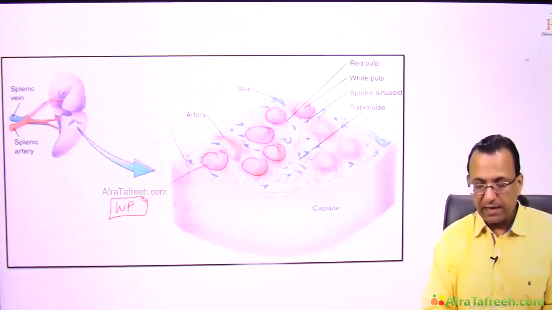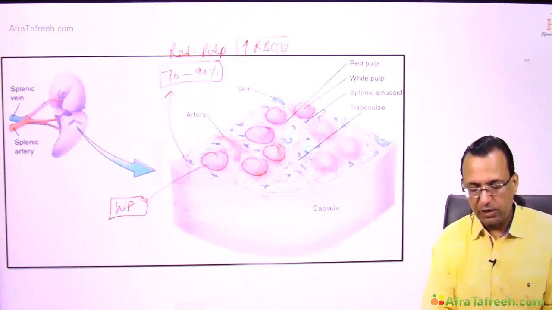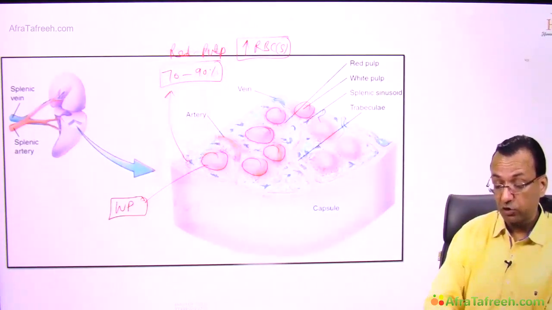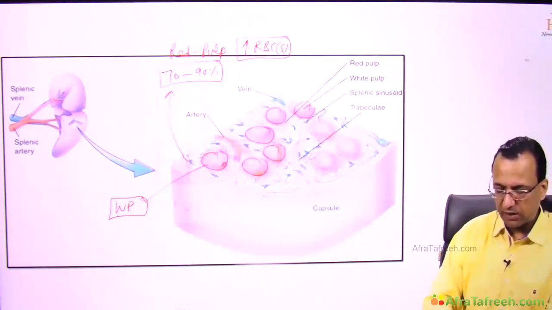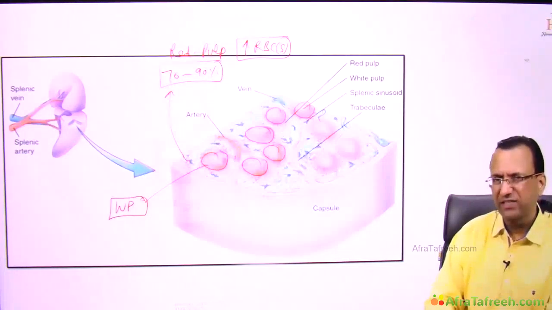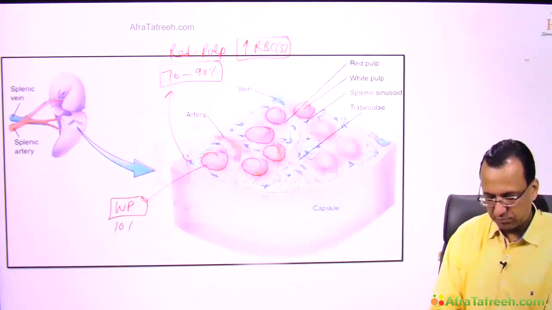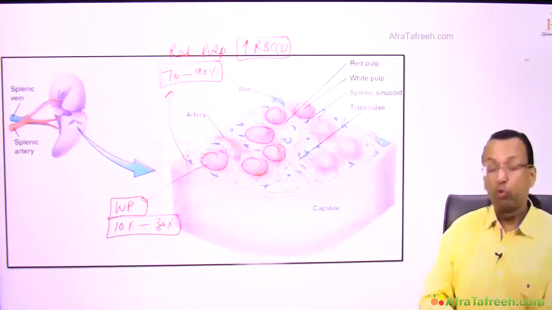Otherwise, the rest, 70 to 90% of the spleen, is red pulp. And why would you say red pulp? Because there are more RBCs. It is called so because there are more RBCs there. And this is white pulp because it is a condensation of WBCs, the lymphocytes. White pulp is around 10%, maybe 30% sometimes. 10 to 30% could be the white pulp.